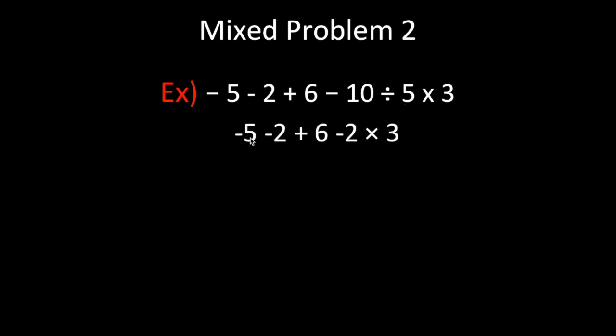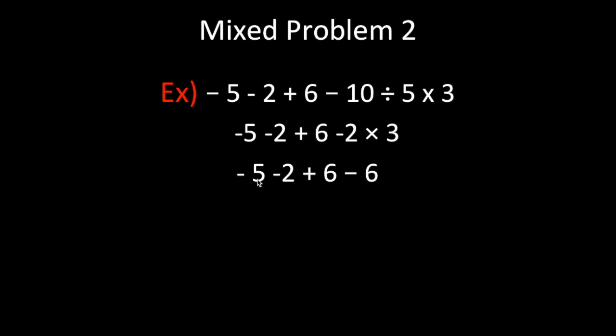So keep everything else the same. Minus 5 minus 2 plus 6 minus 10 divided by 5 is 2, times 3. Then we still have to do the multiplication before we touch addition and subtraction. So negative 5 minus 2 plus 6. 2 times 3 is 6. So now we reduce this problem to addition and subtraction only. Now we can solve the problem from left to right.